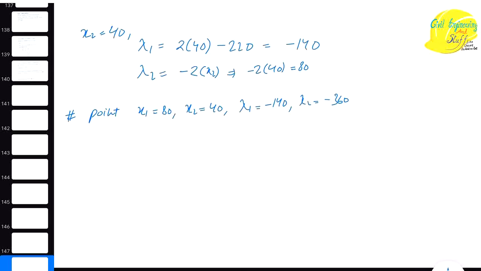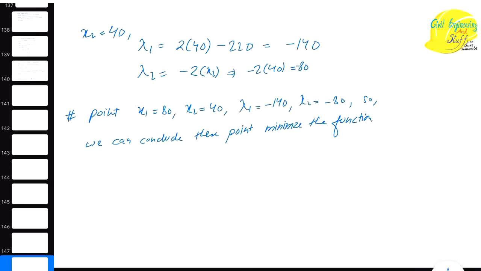So we can conclude these points minimize the function. Okay, so the point x1 equal to 80, x2 equal to 40, lambda 1 equal to minus 140, and lambda 2 equal to minus 80 satisfy the conditions.